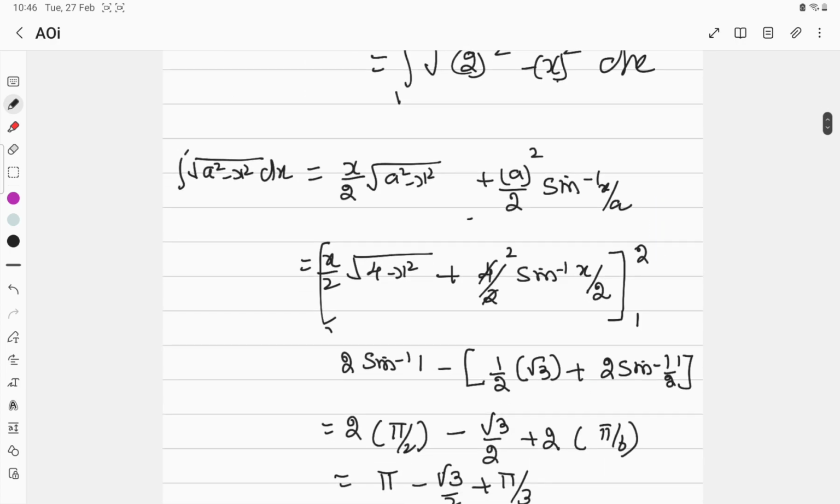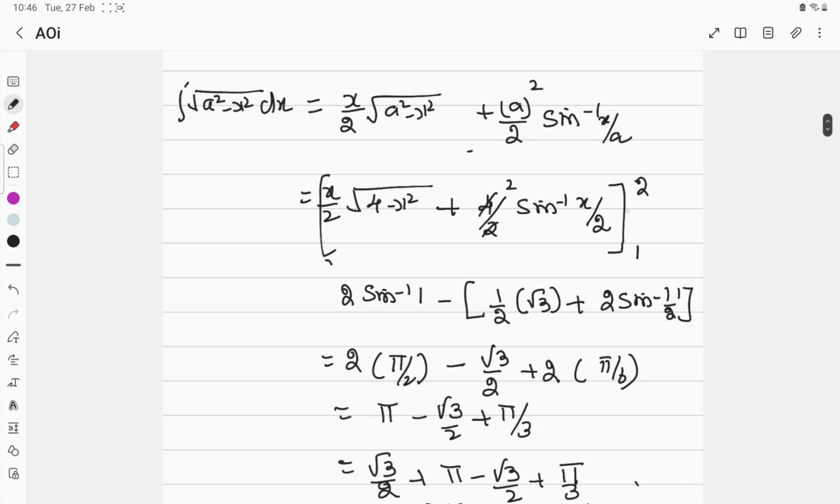So using the upper limit and lower limit, first using 2, here 4 minus 4 is equal to 0. So first we get 0 plus 2 sine inverse of 1, minus the lower limit, which is 1 by 2 root 3 plus 2 sine inverse of 1 by 2. So sine inverse of 1 is equal to pi by 2. Here sine inverse of 1 by 2 is equal to pi by 3.